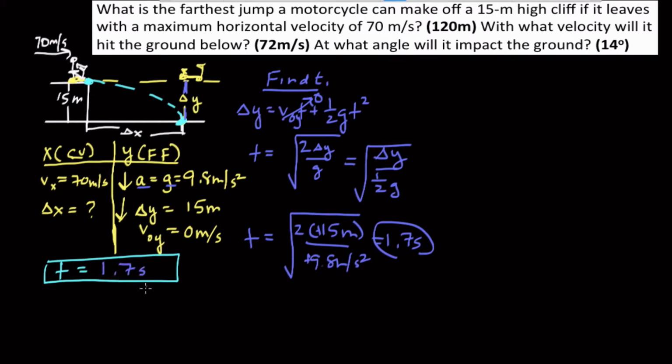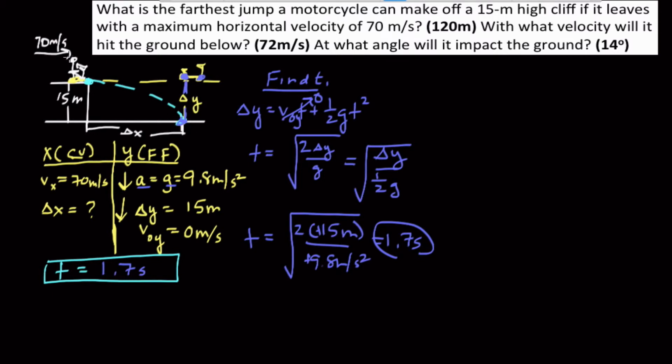So I know that this takes 1.7 seconds. What did I just figure out? I just figured out if an object is dropped from rest 15 meters above the surface of the Earth and it accelerates at a rate of g, how long will it take it to hit the surface? And the answer is 1.7 seconds. That's what I just calculated. So since it takes 1.7 seconds, in 1.7 seconds, the motorcycle's on the ground.